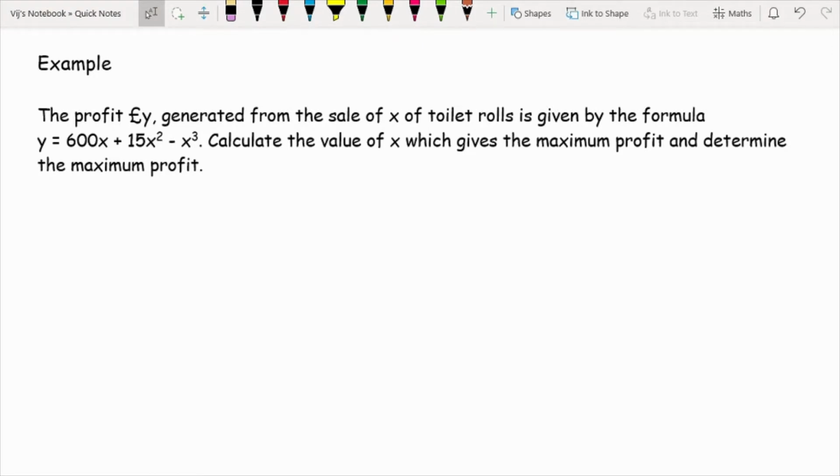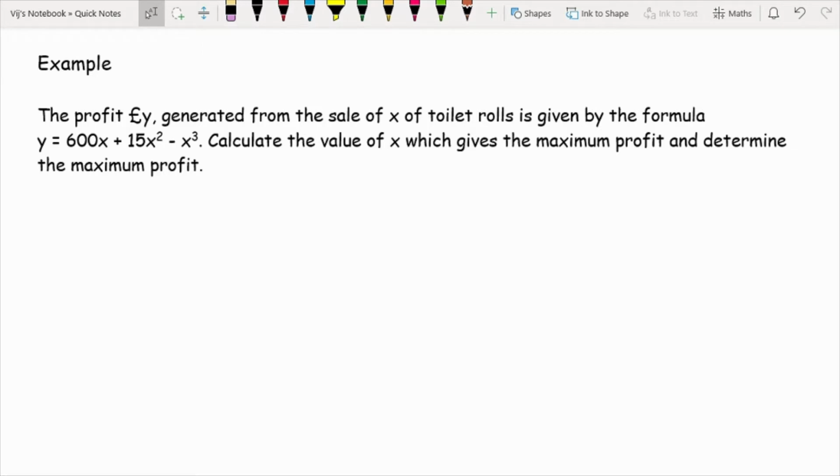So let's have a look at this first example. In this particular question, it says that the profit of y pounds generated from the sale of x toilet rolls is given by the formula y equals 600x plus 15x squared minus x cubed. Calculate the value of x which gives the maximum profit, and determine the maximum profit.